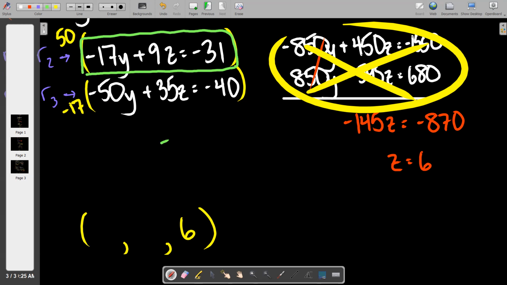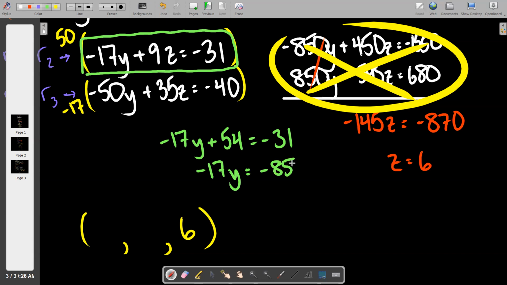So it's going to say negative 17y plus what? 54. 54 equals negative 31. Basic algebra here, subtract 54. What do you get? Divide both sides by negative 17. What's y? And we now can complete the second piece of the puzzle.